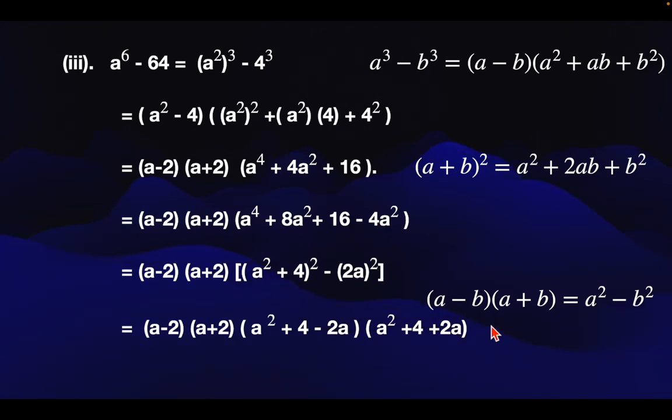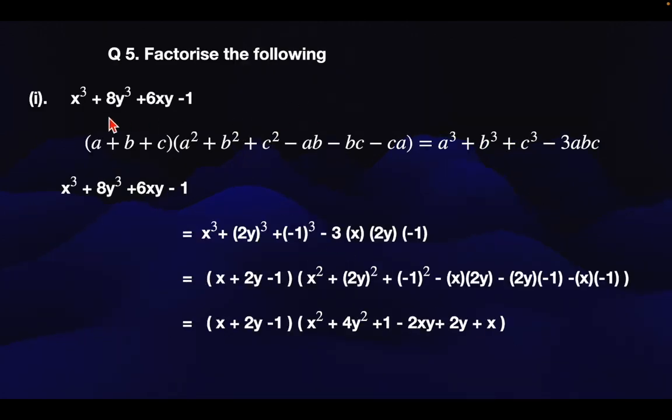Now this is in the form of a square minus b square. So here if you factorize it, you get a square plus 4 minus 2a into a square plus 4 plus 2a. So this sum looks very long. We have used 3 identities in a single sum like this, but all the 3 identities are very simple identities. So it's actually a very simple sum if you do it carefully.